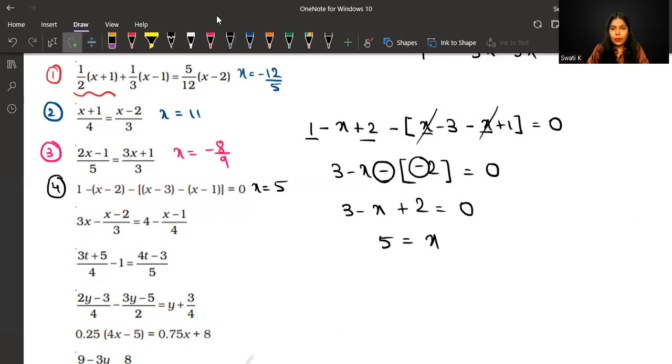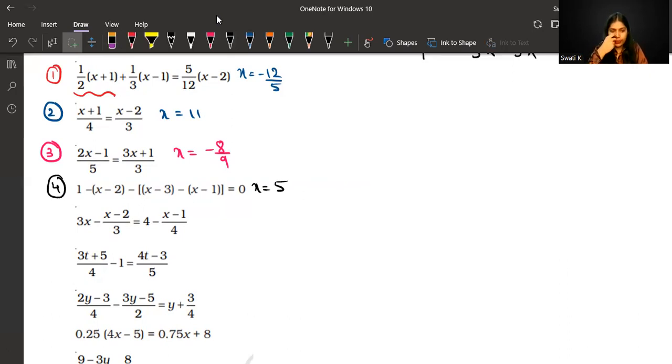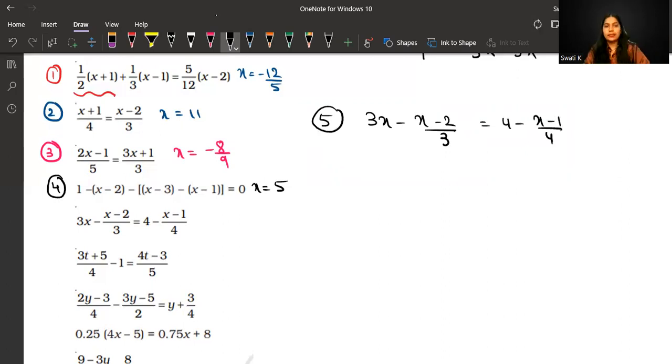Perfect. And now we can go to the next question. And okay, that is also very simple. Okay, so this is the fifth one. So what I'll do in this one, I'll just write down the question first. 3x minus (x minus 2) by 3 equals 4 minus (x minus 1) by 4. Here, one thing you need to add is, you have to keep a bracket here. Because when you simplify this, you have a negative sign over here and you have to change the sign. So don't get confused, put a bracket over here.